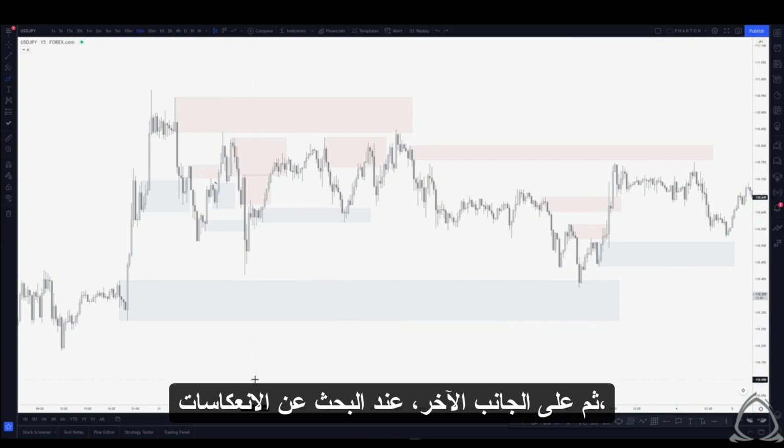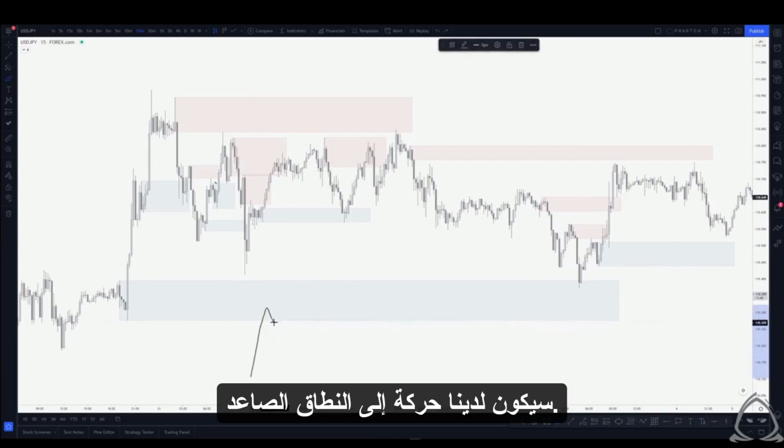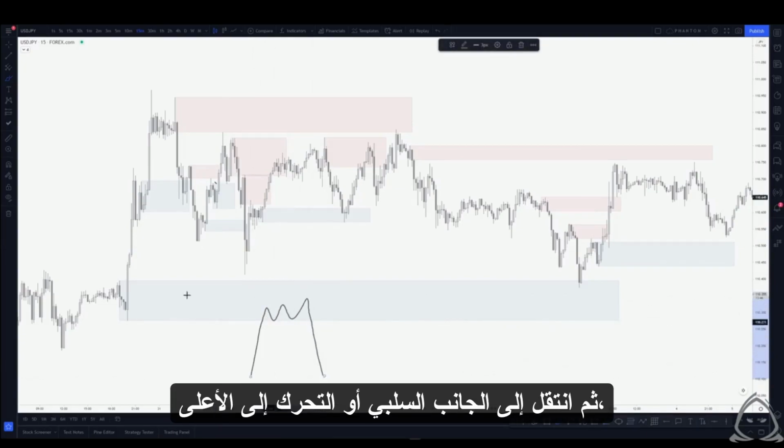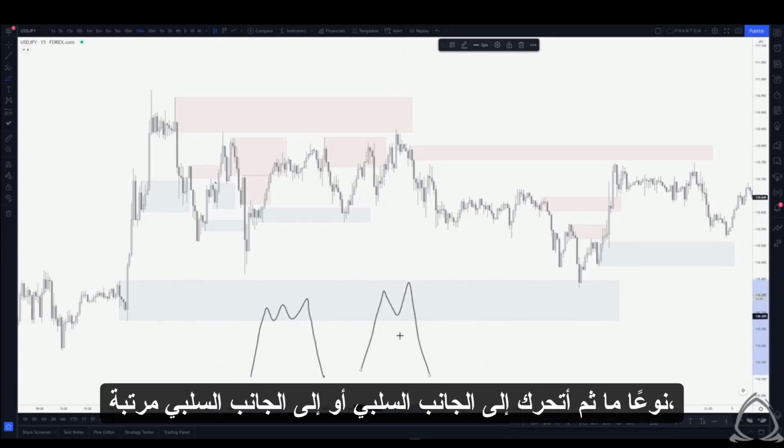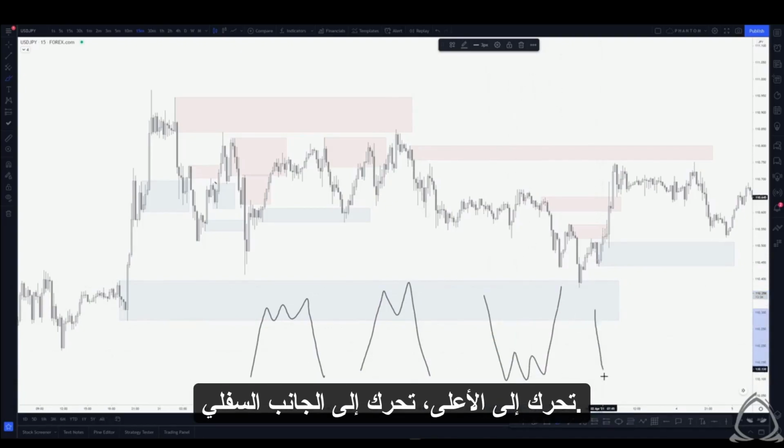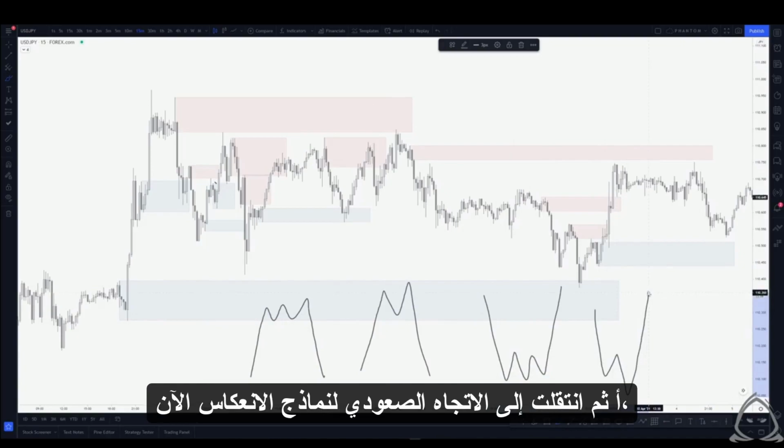And then on the flip side, looking for reversals, we'd have a move to the upside, a range, and then a move to the downside, or a move to the upside, some sort of pivot, and then a move to the downside, or a move to the downside, a range, and a move to the upside, or a move to the downside, a pivot, and then a move to the upside for our reversal models.